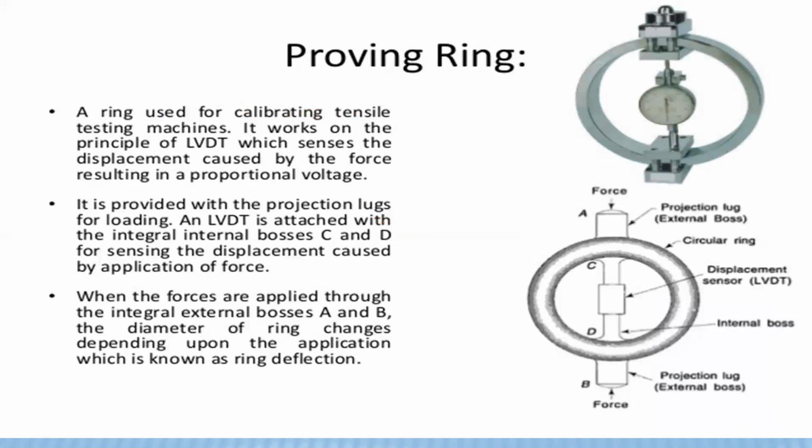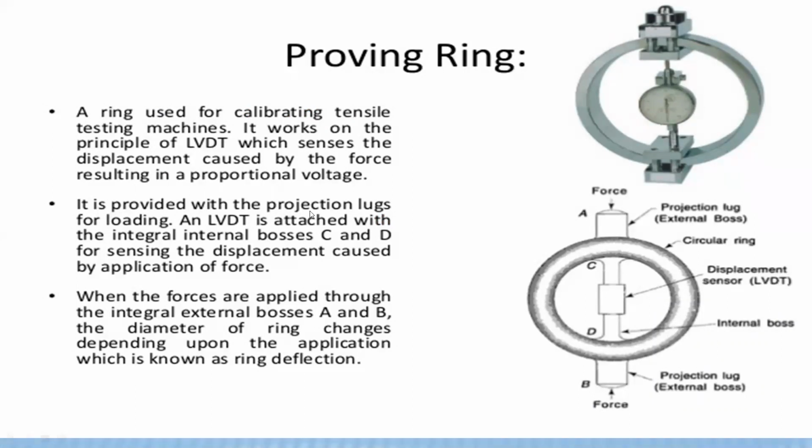You can see the working of the proving ring. A ring is used for calibrating tensile testing machines. It works on the principle of LVDT, which senses the displacement caused by the force, resulting in a proportional voltage. There is a deflection measuring equipment. You can see this deflection equipment. Displacement sensor LVDT is placed in the proving ring.